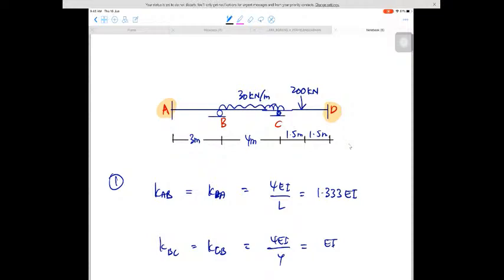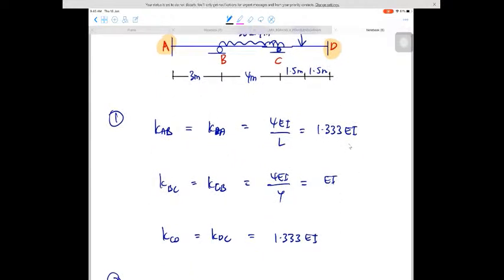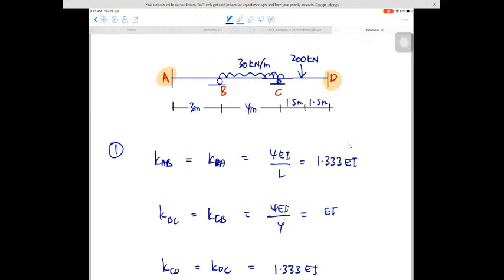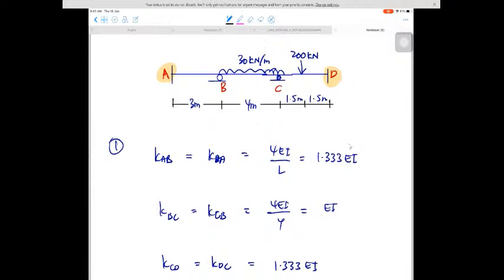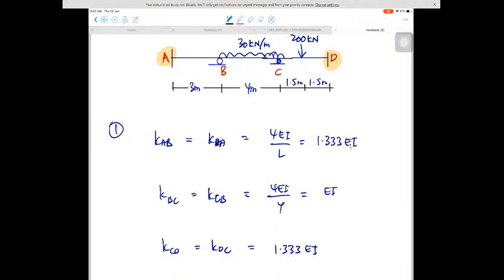Step number 1, we calculate the member stiffness factor by using the formula. For this example, since A and D are fixed ends and B and C are internal, we use 4EI over L for each element as the stiffness factor.